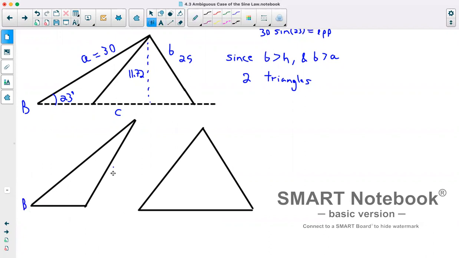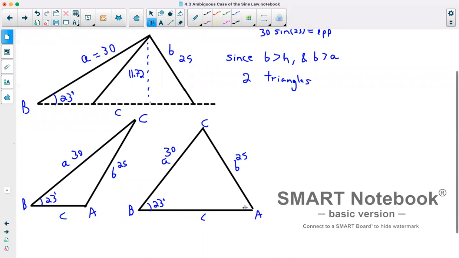So this is B, which makes this lowercase b, A, which makes this A, and then this is C. So our angle B's for both triangles are 23 degrees. Our side length b's for both triangles are 25. Our side length a's for both triangles are 30. Now we need to solve for side C. Now we don't have an angle across from that, and we don't have an angle between two sides, so we can't solve for side C right away.